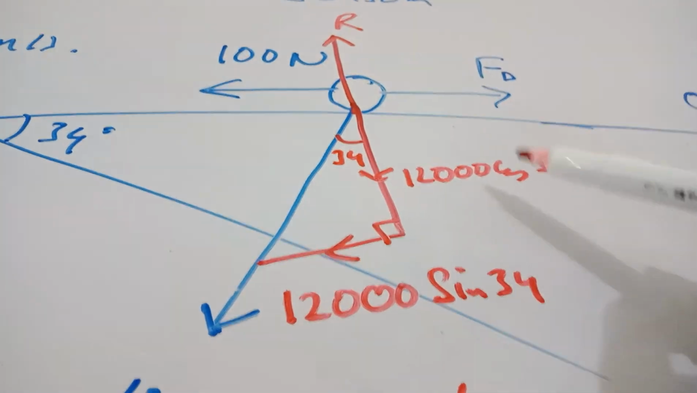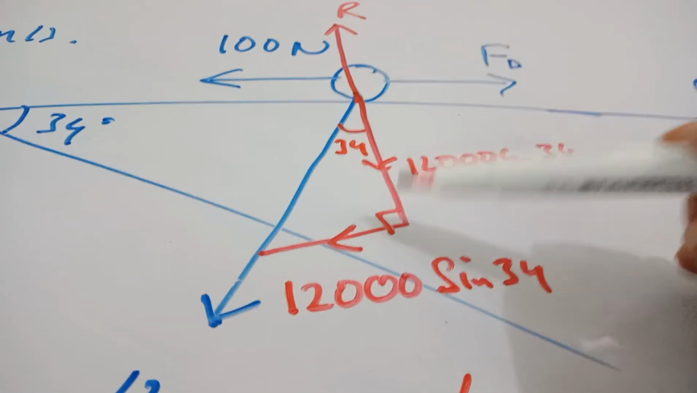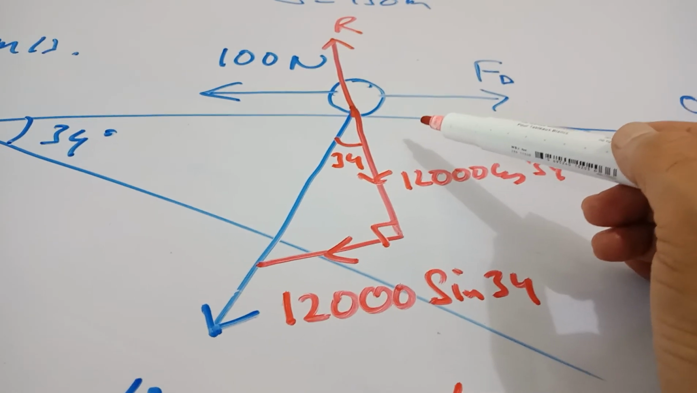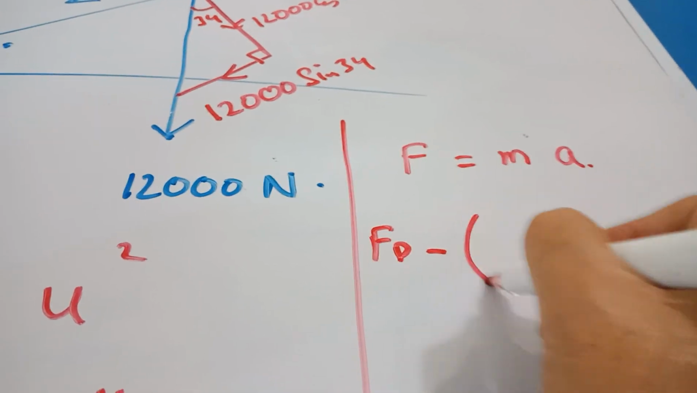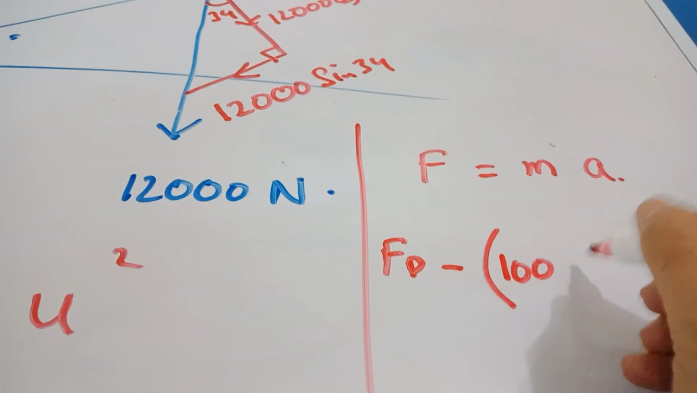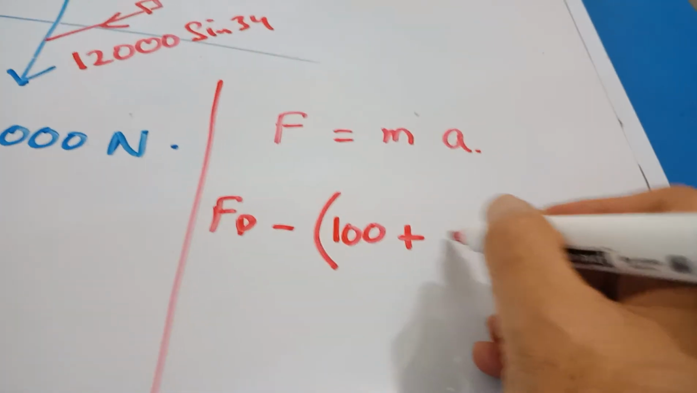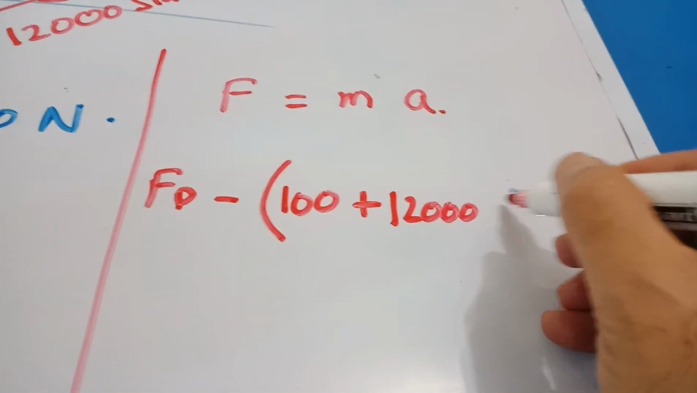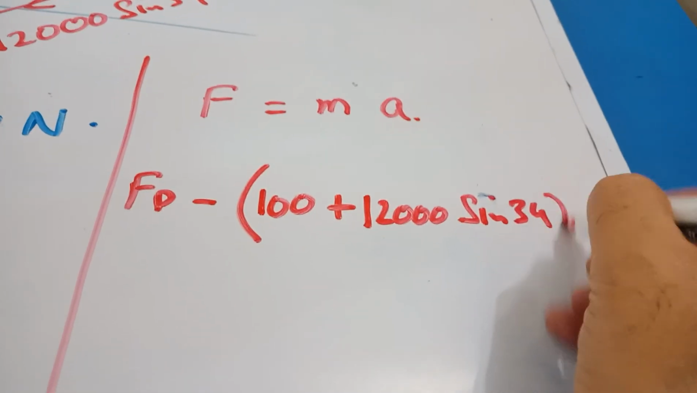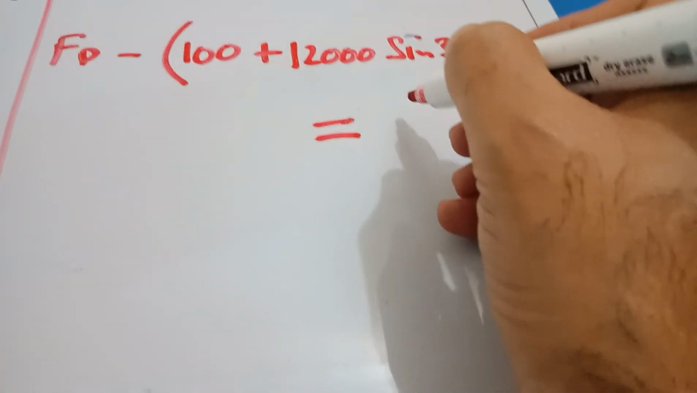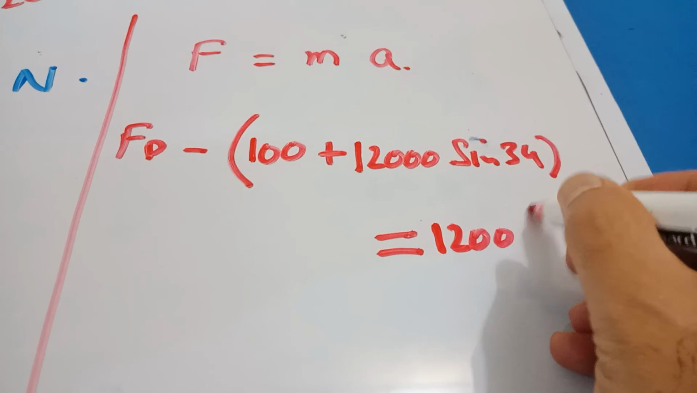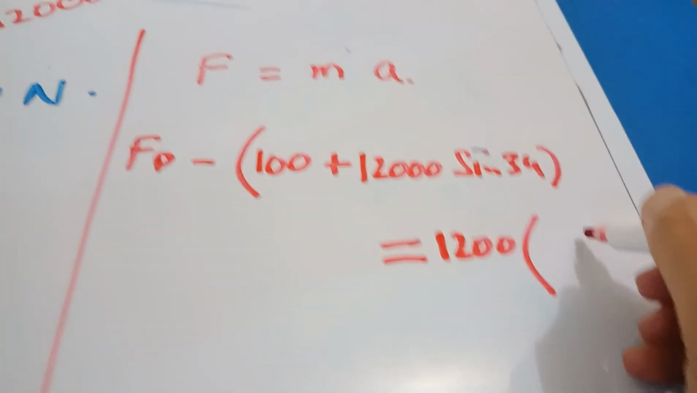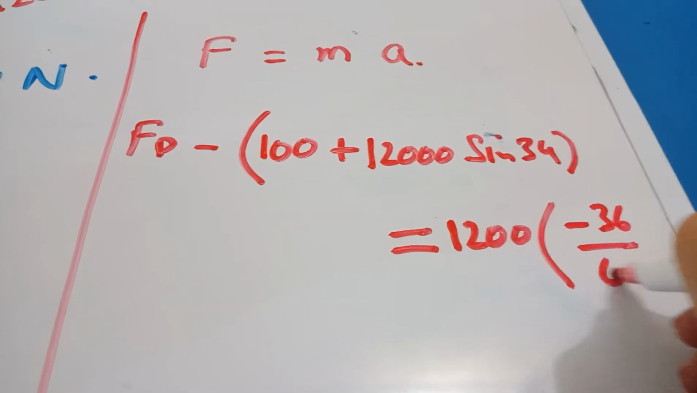Suppose this car was coming downwards, then this weight component would be added to the driving force. I hope you can realize that, imagine that. So now this forward force we have to find, and there are two forces backward. One is the air resistance, the other is the component of the weight, that is 12,000 sin 34, and that is equal to ma. Where is mass? Yeah, the mass is 1200, and I'll be using the acceleration, that is minus 36 over 65.